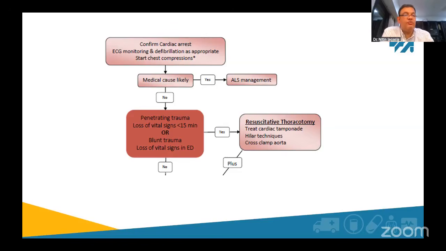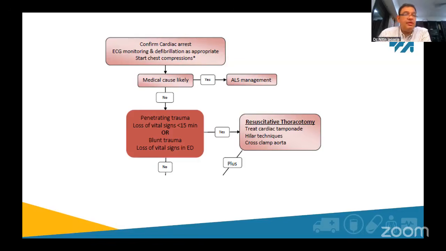The second is if you've got a massive hemorrhage from the lungs itself or from the bronchial vessels, you have some hilar techniques. But most important is cross-clamping the aorta, putting pressure on the aorta. So whatever circulation is there from the heart is just maintained towards the heart and the brain, which are the vital organs, which is the indication of thoracotomy. So if you've got a penetrating trauma, they've lost circulation less than 10 minutes ago, or if it's a blunt trauma and they had a circulation when they came to you, they've lost it in front of you, you would consider doing the resuscitative thoracotomy.